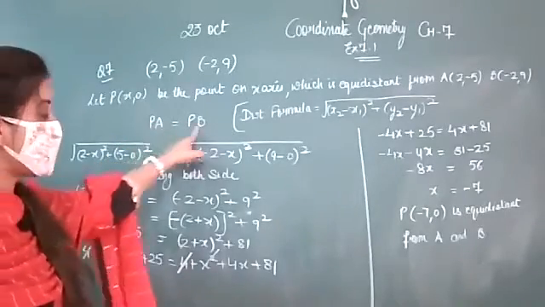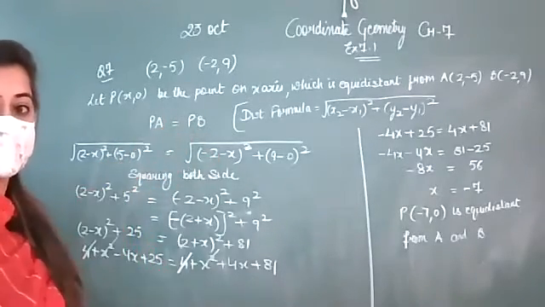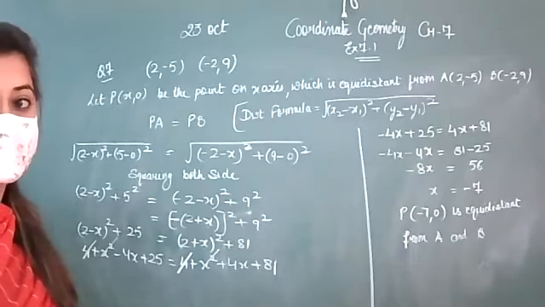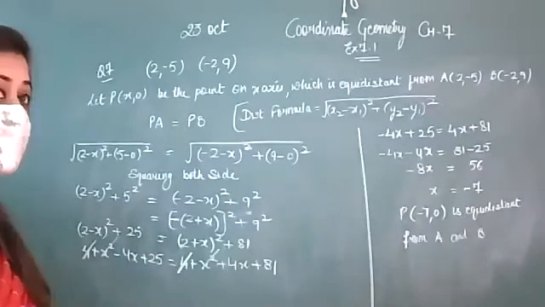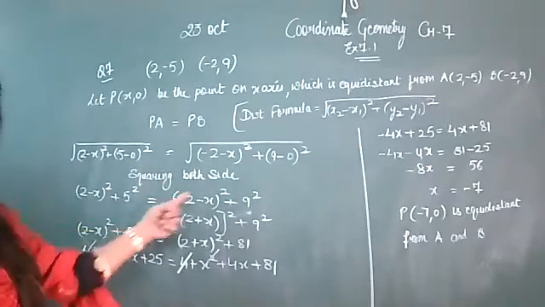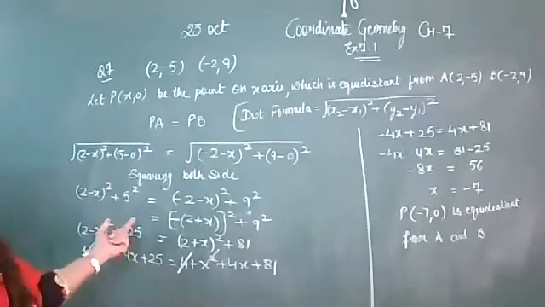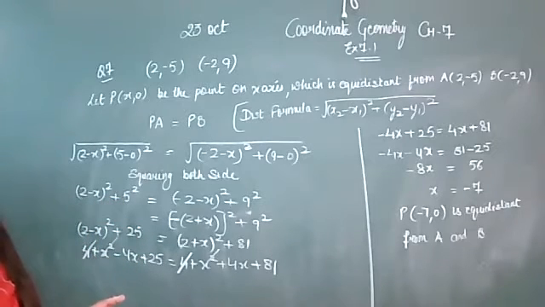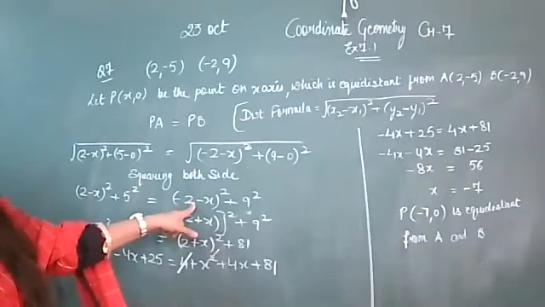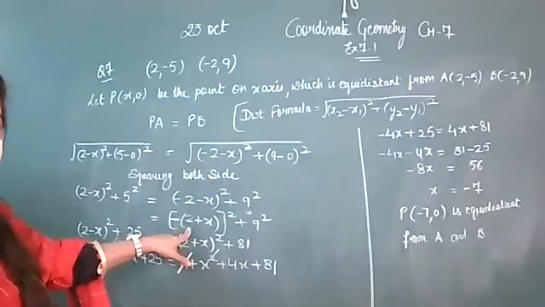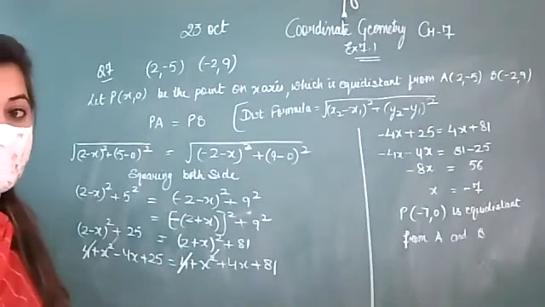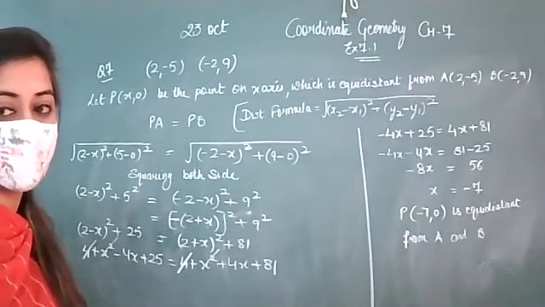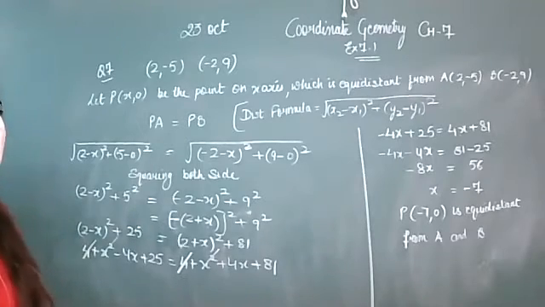Firstly, you will write PA is equal to PB, then you will apply the distance formula. After applying the distance formula, you will square both sides. This will remove the square root. And after removing the square root, you just simply solve it. You can use any method you know, but I have taken minus common to make it simpler. Otherwise, you can make a mistake when you apply the direct formula without removing the negative sign.